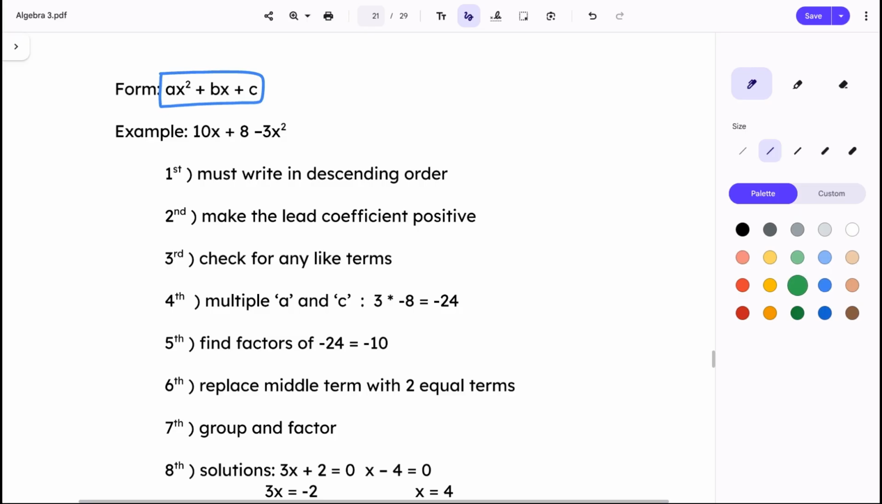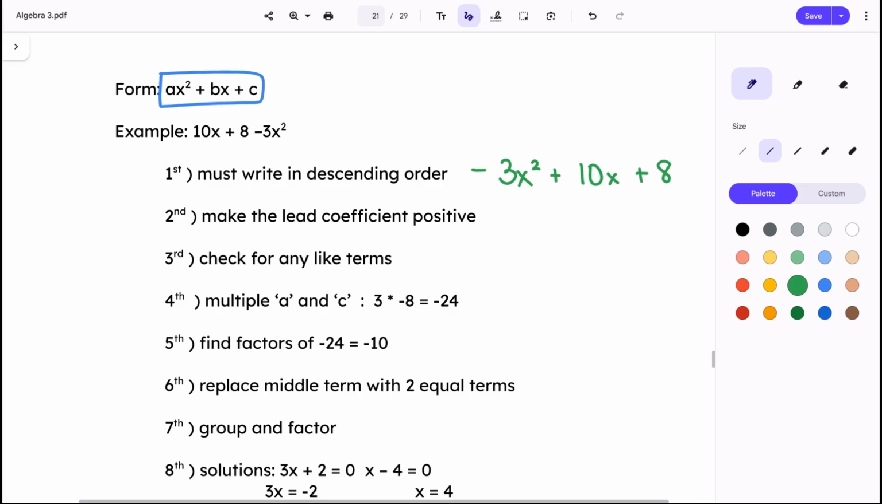We talked about this when we went over just the basics of polynomials, but remember you're going to want things to be in descending order. So if it's not in descending order, we're going to need it to be that way. So for example, on this first one, I need to rewrite it so it says -3x squared plus 10x plus 8. So I'm just rewriting it.